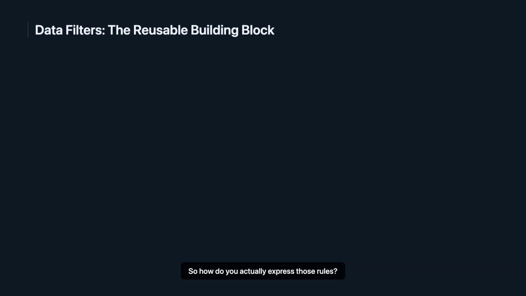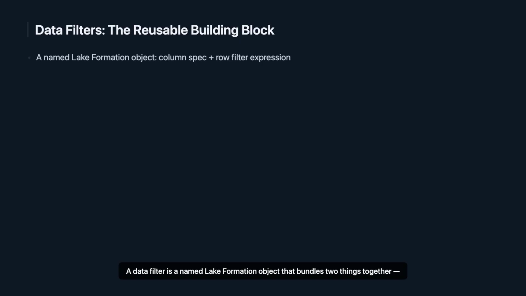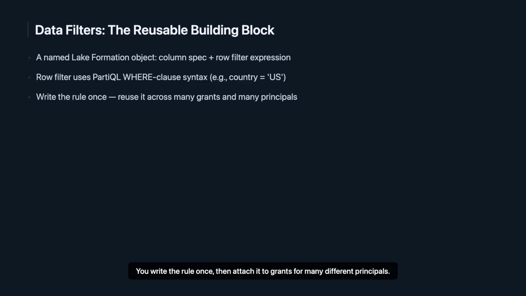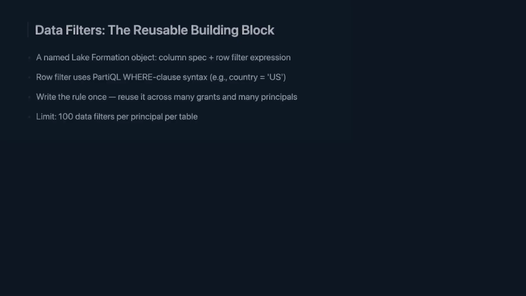So how do you actually express those rules? You create a data filter. A data filter is a named Lake Formation object that bundles 2 things together, a column specification and a row filter expression. The row filter is PartiQL WHERE clause syntax, like country equals US. The big win is reusability. You write the rule once, then attach it to grants for many different principals. One limit to keep in mind: 100 data filters per principal per table. For governance at scale across many catalog objects, LF tags are the recommended approach, and we'll cover those next.